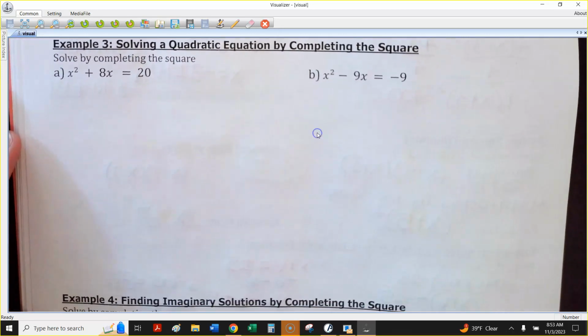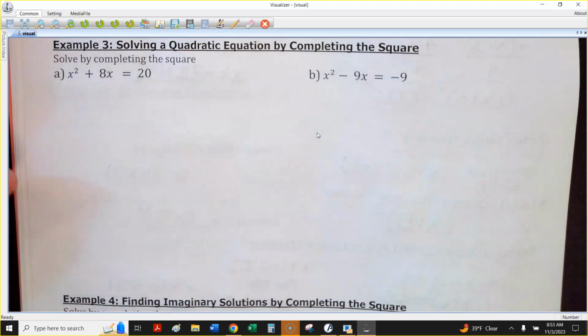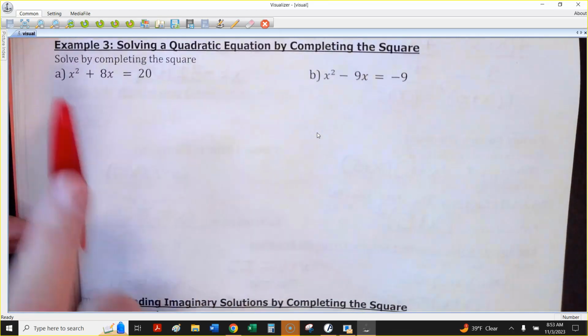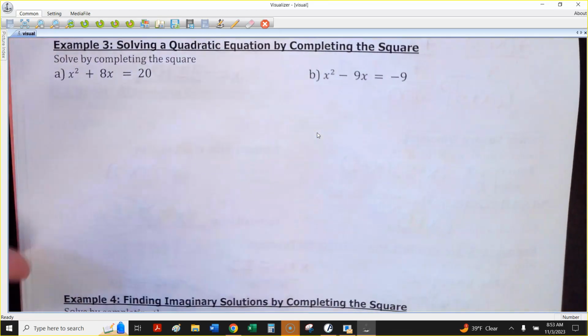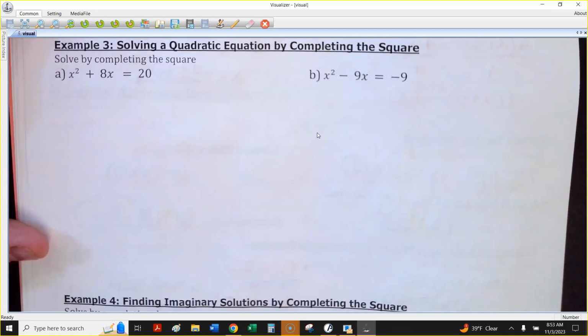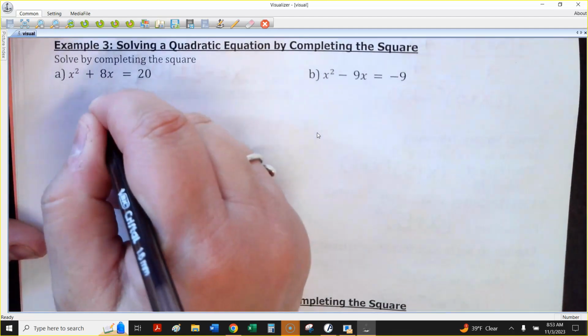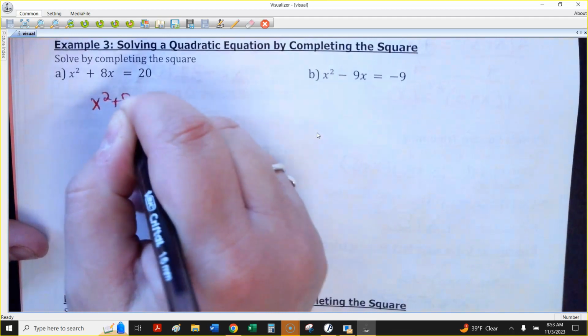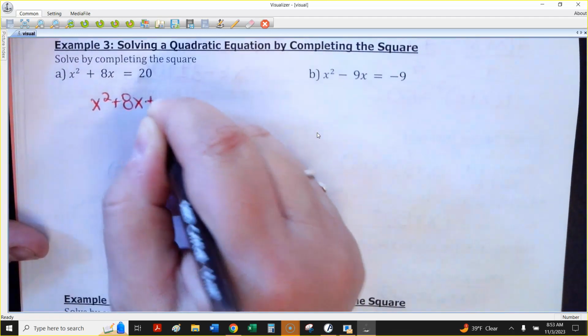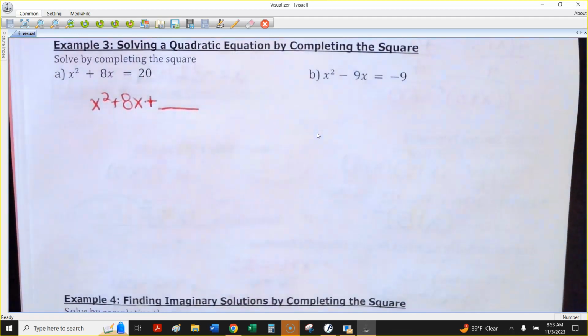So what you're going to want to do is have your x squared and your plain x, those two terms, on one side, which I already have set up in that format. So do x squared plus 8x. Here's what I'm going to do. I'm just going to add a little blank space so I can complete the square, just like we were doing in the last couple questions.